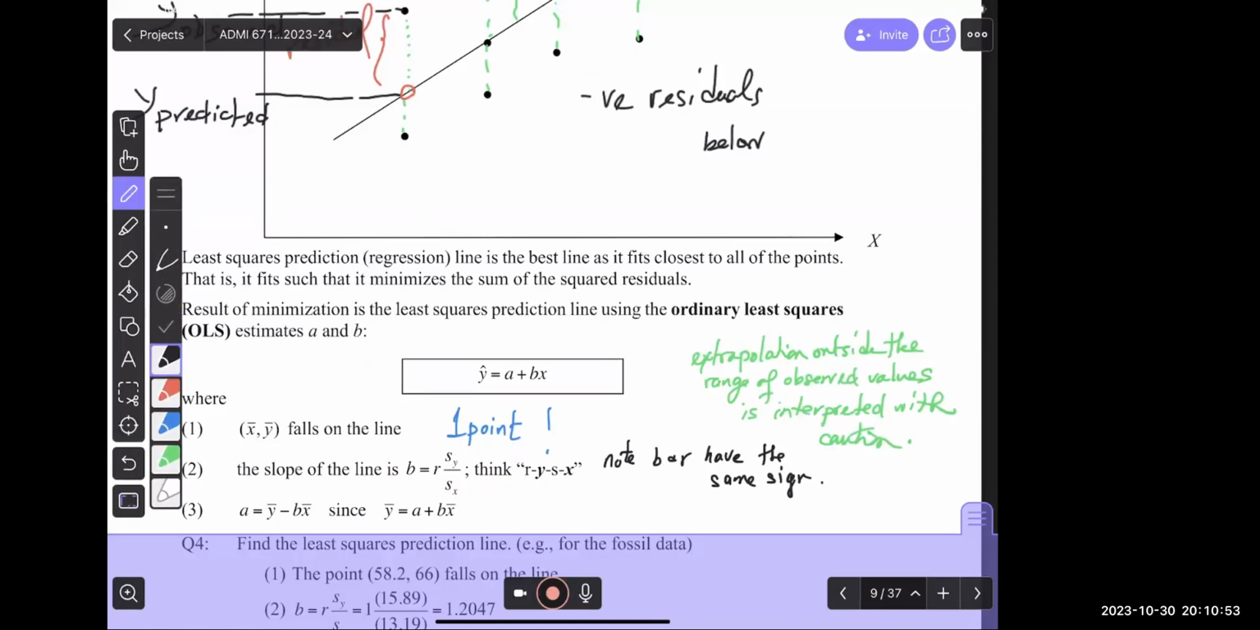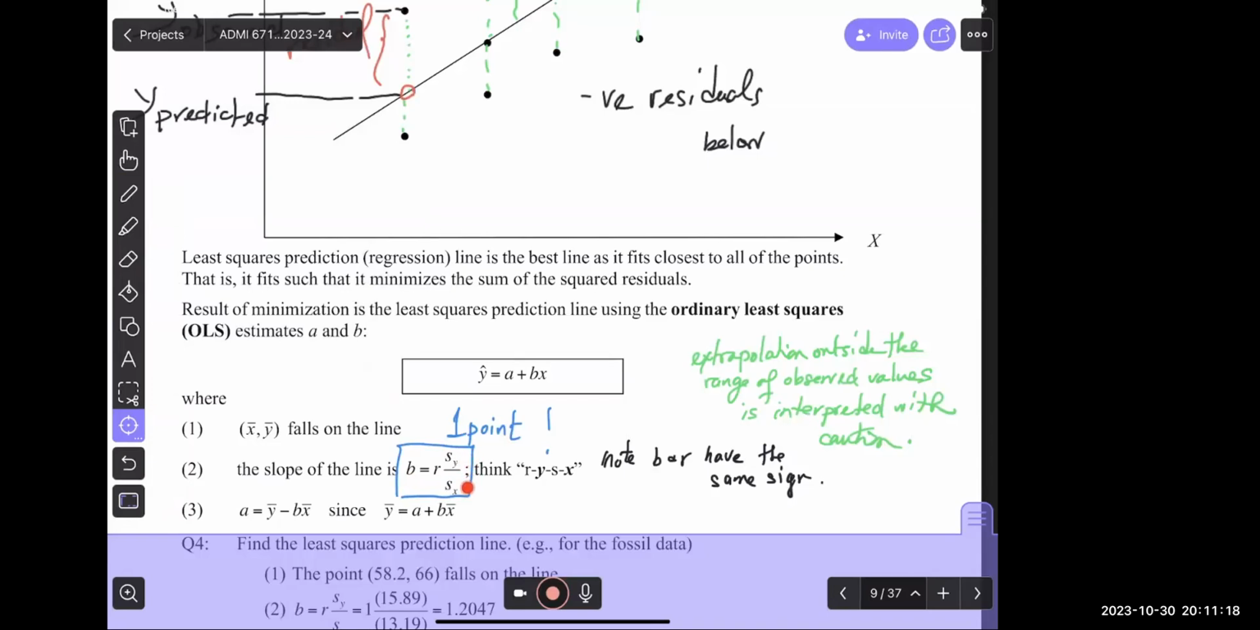Because of the standard that they have. The question is, how do I know that they have the same sign? Something about the standard deviation, Maria? Yes, I think so. I know that B and R have the same sign because the standard deviations must be positive.